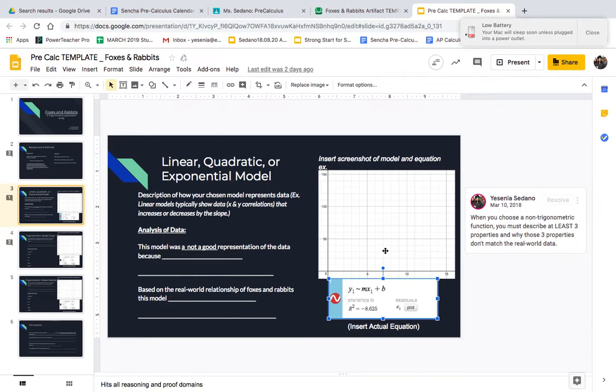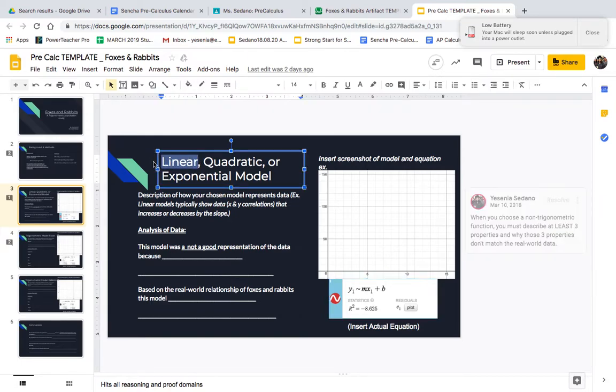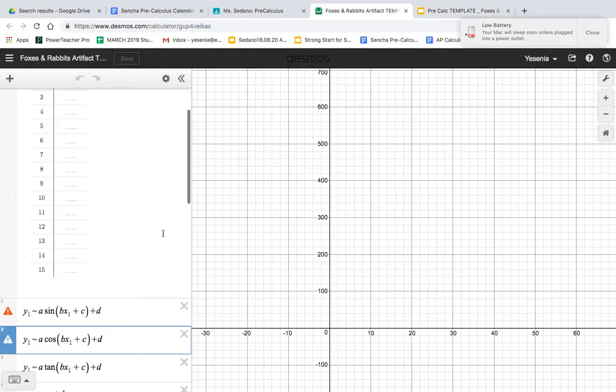There is a reason why it says linear, quadratic, or exponential up here. The reason is that these old functions that we studied before are not going to be good models to represent our data. If you've already guessed it, we're going to be using trig models to represent our Fox data. So either of these will work as bad models to represent your data. You're going to choose either the linear, quadratic, or exponential. If you look back at your template, those are down here.